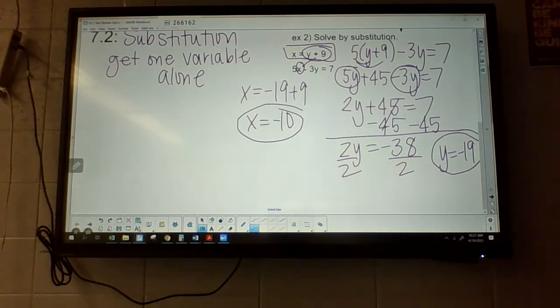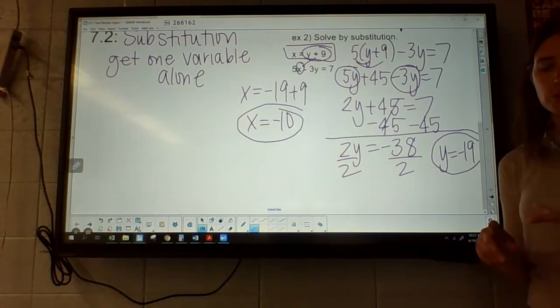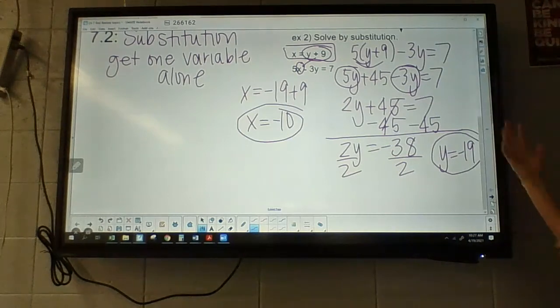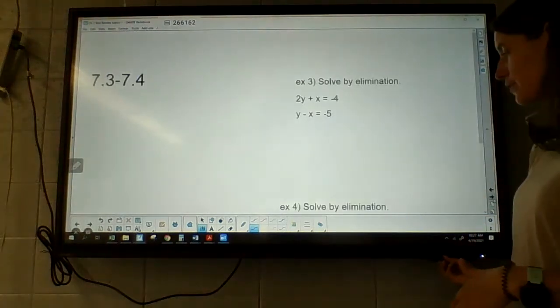The next one we learned was elimination. We're going to do two types of elimination. We're going to use the easier method and then the more difficult one. So there's two examples there for elimination.